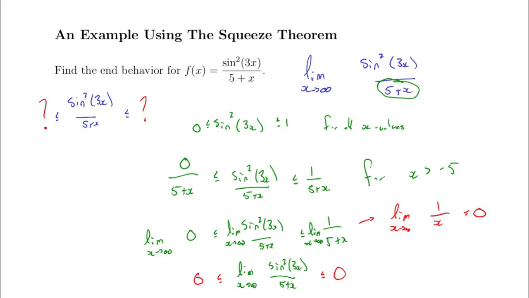So now our limit that we care about is stuck between 0 and 0. That means it has to be 0. Cool. Let's find the other end behavior.